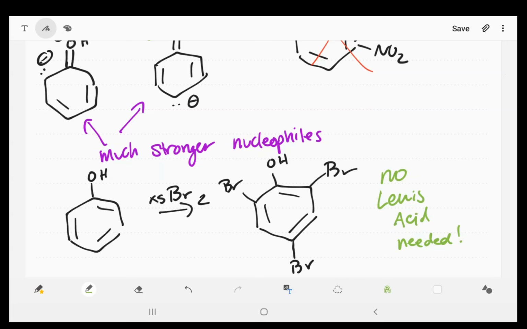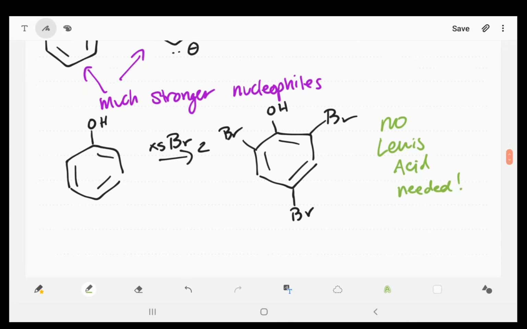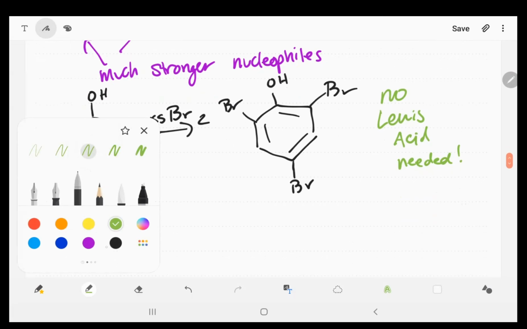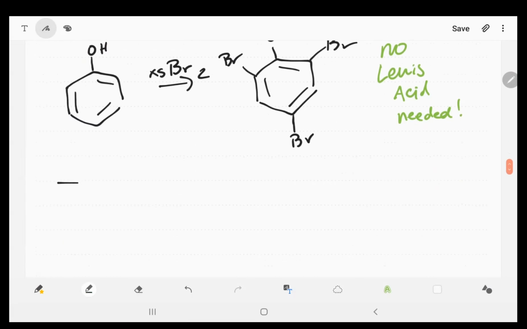So we're going to see that a lot of these substituents can activate a ring towards electrophilic aromatic substitution. And those are all going to be electron donating groups. So let's take a second here to identify some. We're going to see that we're going to have strong activators of rings.